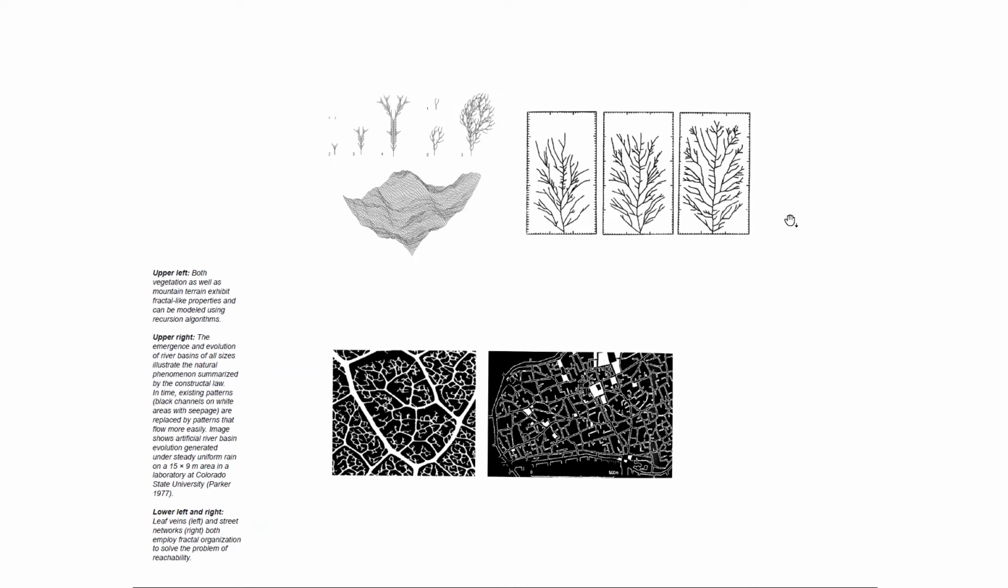This is an example of a river flow. In physics, it's called preferential flow. So you have usually a granular medium.